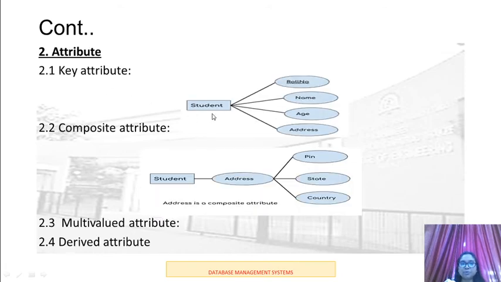Then key attributes: student roll number with underline, this is the primary key, that is why it is roll number plus underline. Name, age, address are the attributes of your student entity. Composite attributes: student address may be divided into multiple attributes, that is pin number, state, country. So this is one ellipse and it is again connected with multiple ellipses because we are dividing these things. So that is your composite attribute.